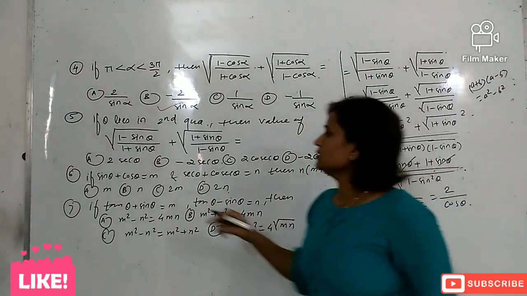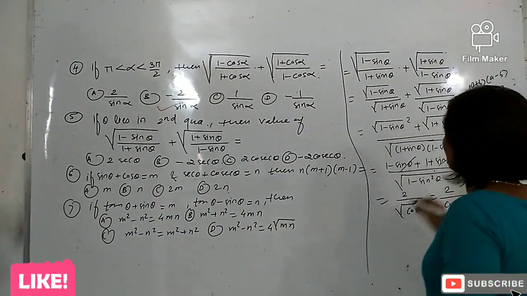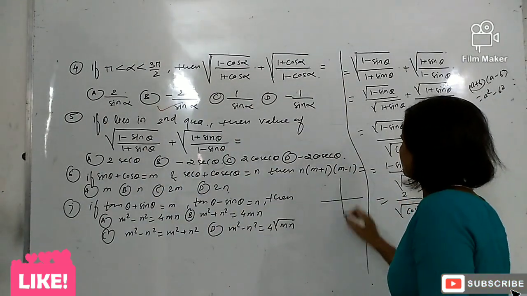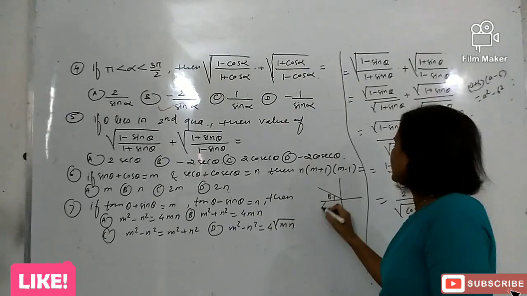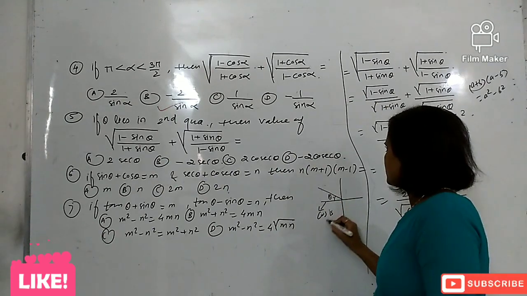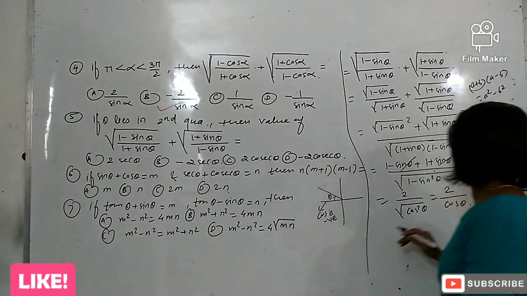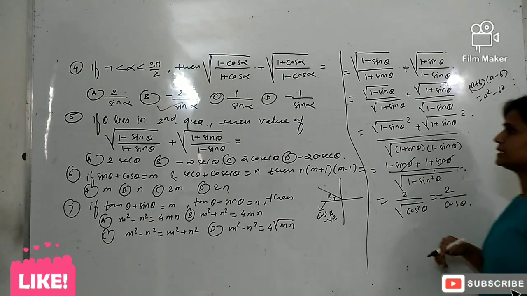But just see the condition for the cos theta, and theta is lying in the second quadrant. So in the second quadrant, cos means x coordinate, cos is negative. So cos is negative means we have to go with the minus sign. So minus 2 upon cos theta.